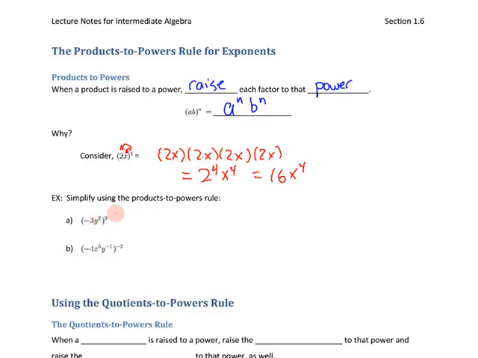So take this for example. Negative 3y squared, to the 3rd. That's going to be negative 3 to the 3rd, and then y squared to the 3rd, or negative 27y to the 6th. Because when we raise a power to a power, we multiply.